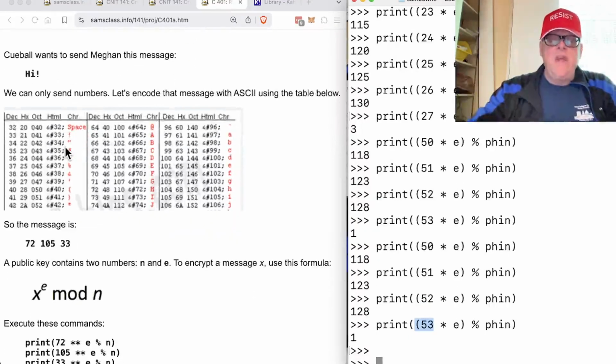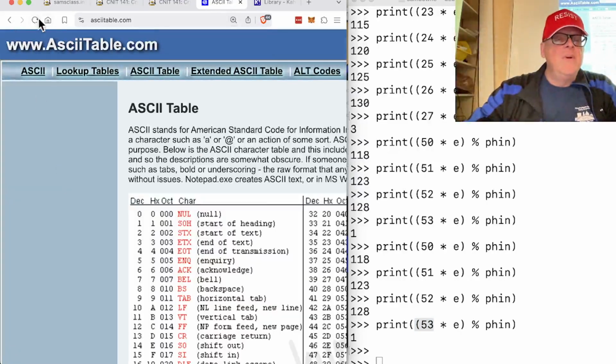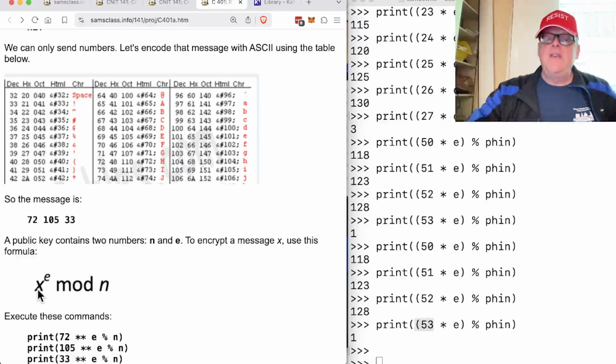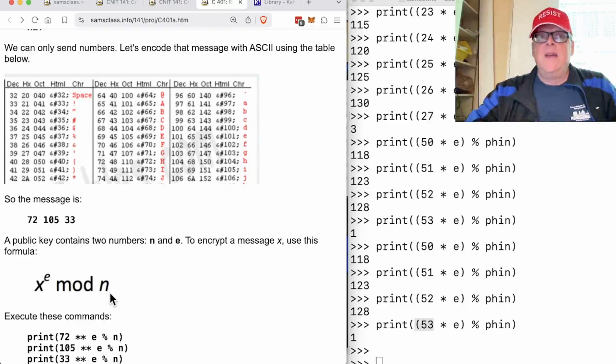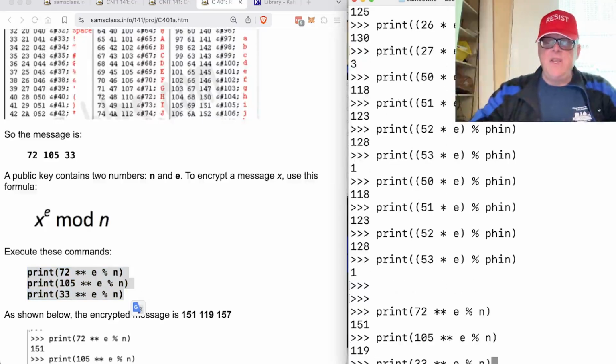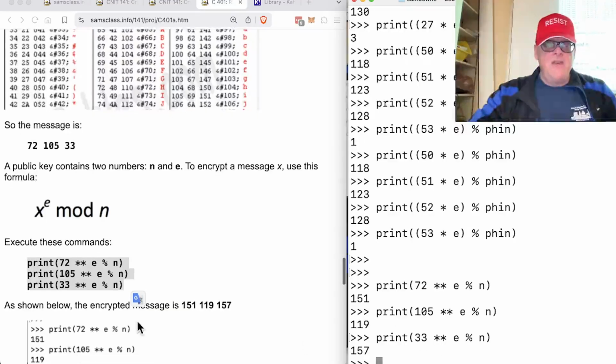So the way you encrypt is you take x to the E mod n. X is the message. You take it to the power E mod n. That's how you encrypt. So he's just going to do each number separately. So here's the encryption process, 72 to the E mod n, 105 to the E mod n, 33 to the E mod n. So the encrypted message is 151, 119, 157.